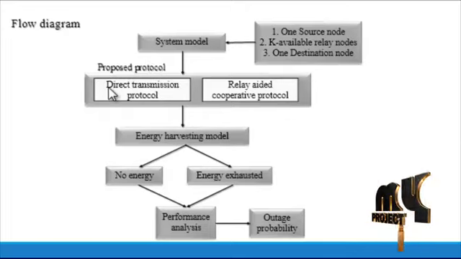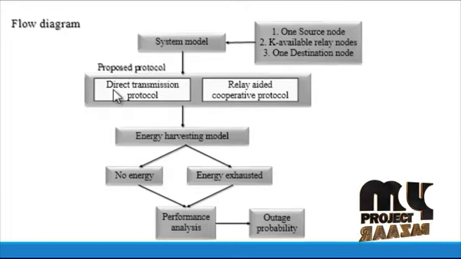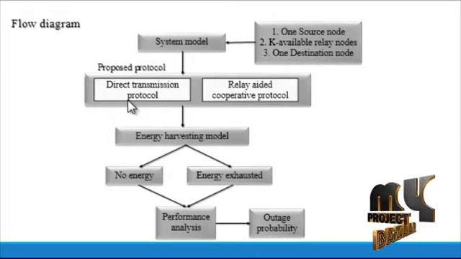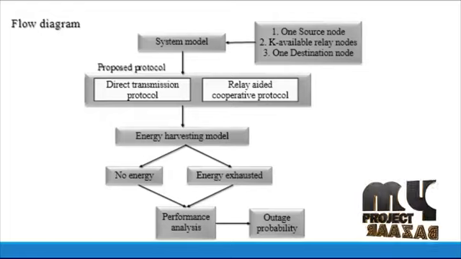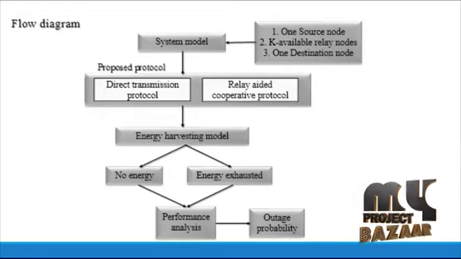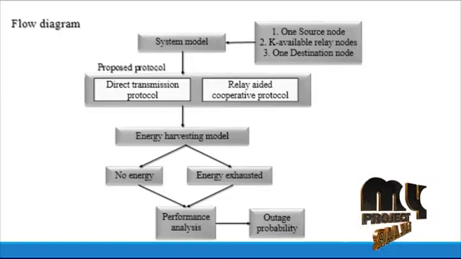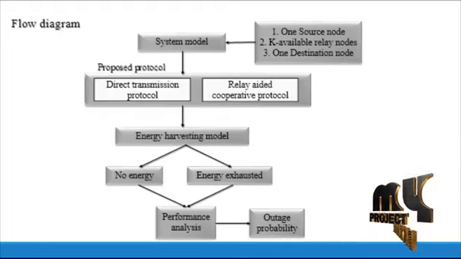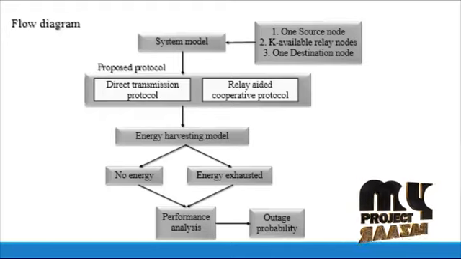Next, the proposed protocol. In the proposed protocol, there are two protocols. One is a direct transmission protocol and the other is a relay-aided cooperative protocol. In the direct transmission protocol, only one direct link between the source and destination is available. Thus all the time slots in a single block use the direct link. If the direct transmission protocol is employed, the overall data between the source and destination can be given by using zero mean circularly symmetric complex Gaussian inputs.